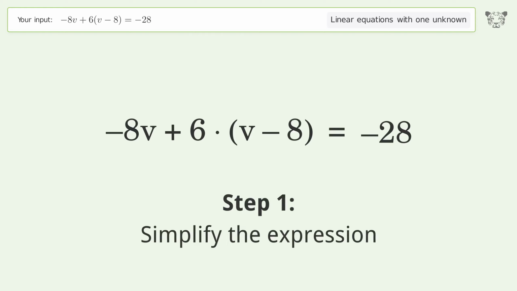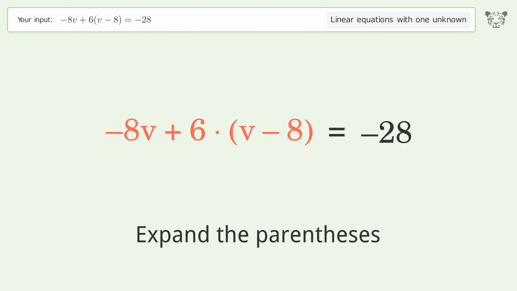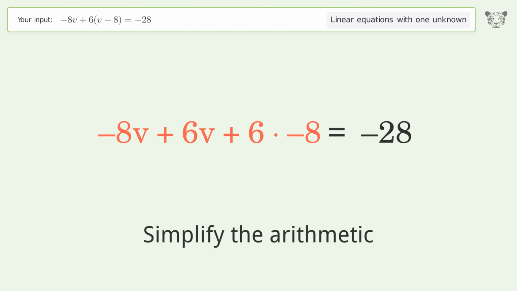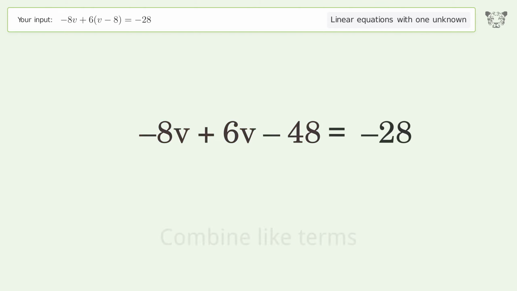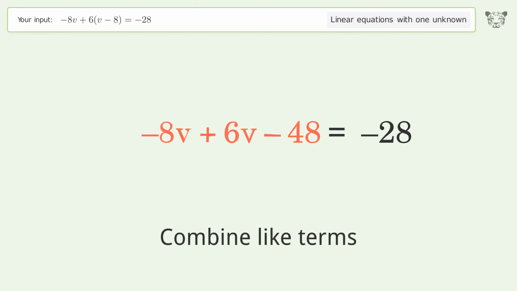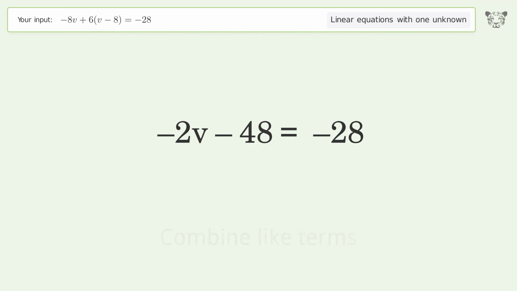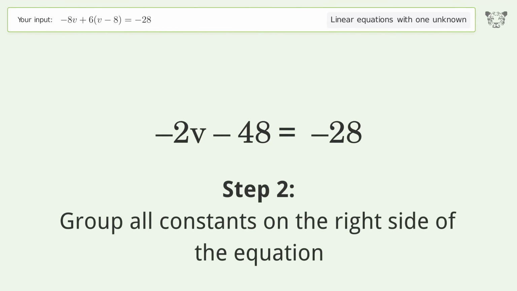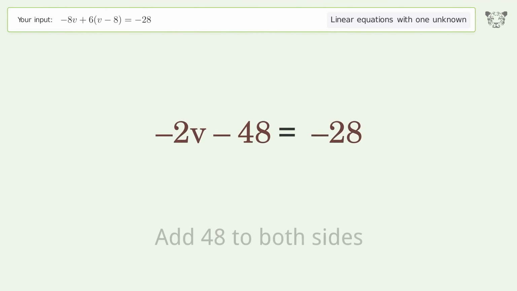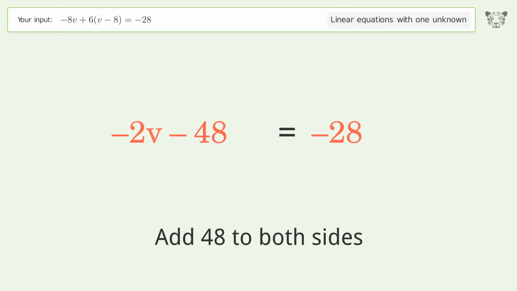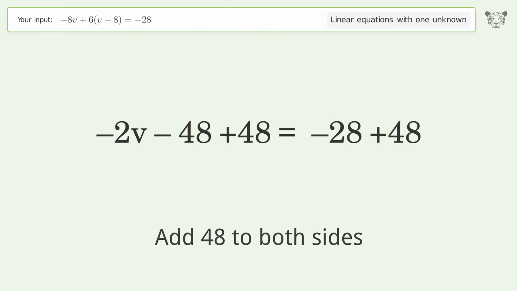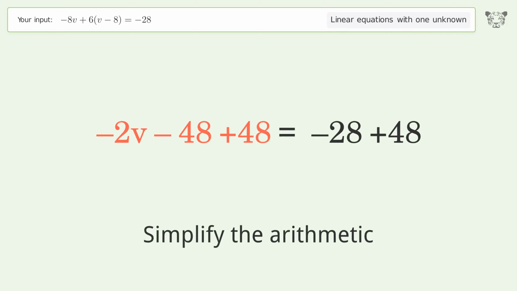Simplify the expression. Expand the parentheses. Simplify the arithmetic. Combine like terms. Group all constants on the right side of the equation. Add 48 to both sides. Simplify the arithmetic.